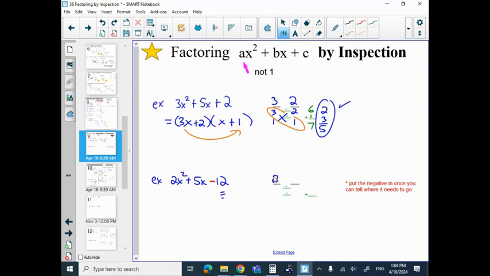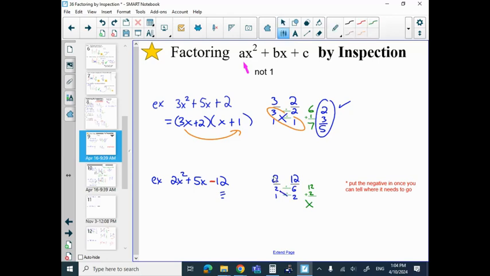So let's do a 2 and a 12, and let's do the 6 and the 2, the 2 and the 1. Okay, if I multiply straight across, I get 12 and 2, which can't give me a 5 in any way, shape, or form. So you can tell that's not going to work.